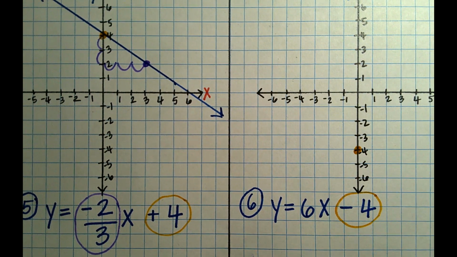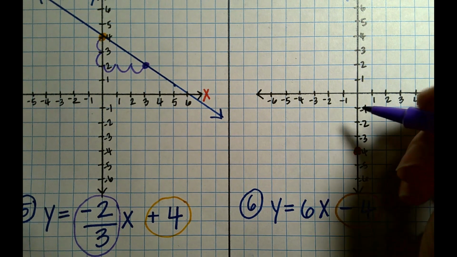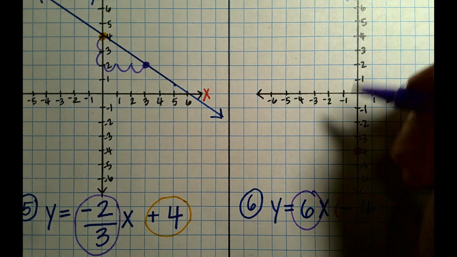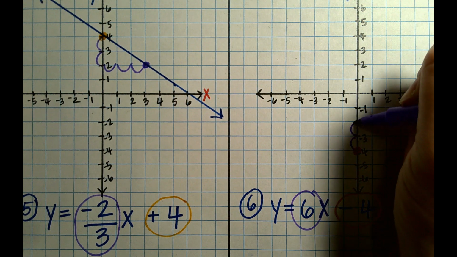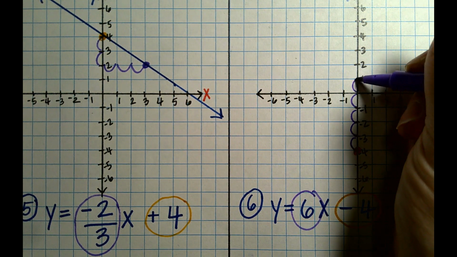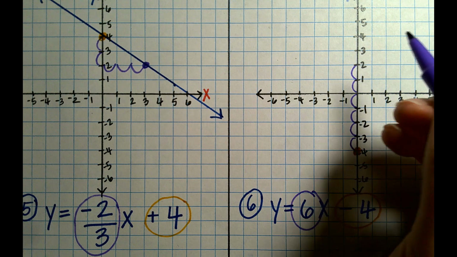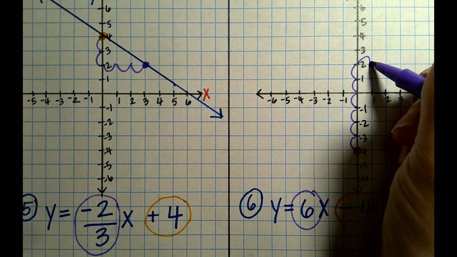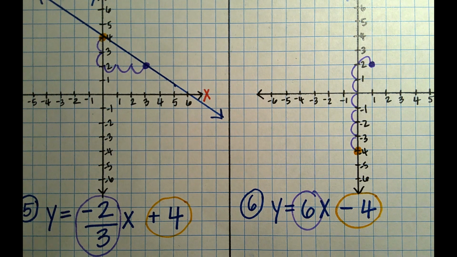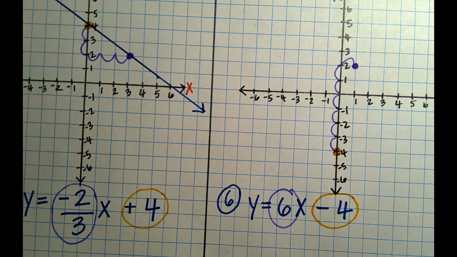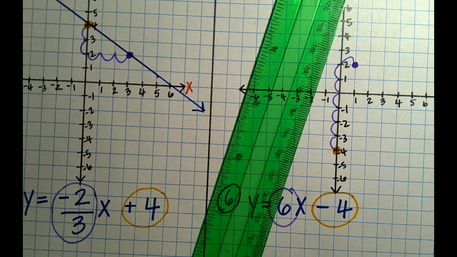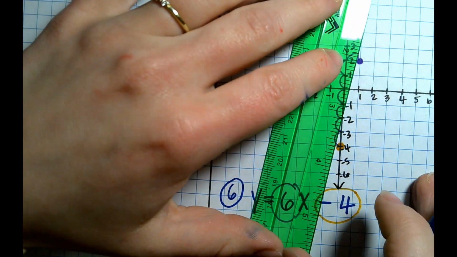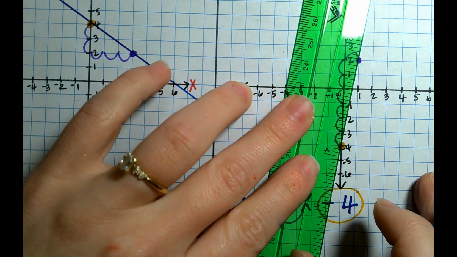Now you have to go up 6. Up 6. 1, 2, 3, 4, 5, 6. Over 1. And there's the point. Yes, connect the dots. Nice, guys. Awesome. Okay.